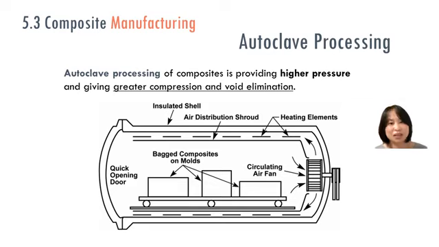It will have higher pressure because of this autoclave pressure vessel, okay? With this, void elimination, or getting rid of air bubbles, is very effective. So that's why it can provide high quality composite parts, with also heating elements to help make high performance composite parts.